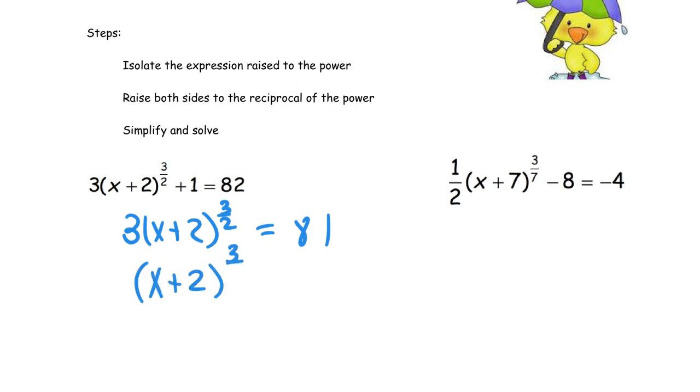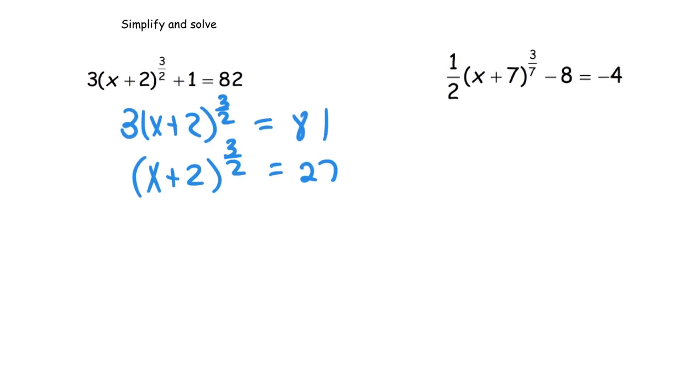And we would get, okay. And then what will we do? How do we make that 3/2 go away? Raise it.